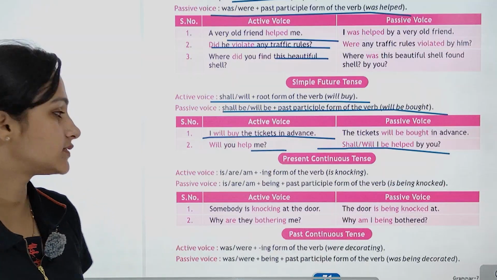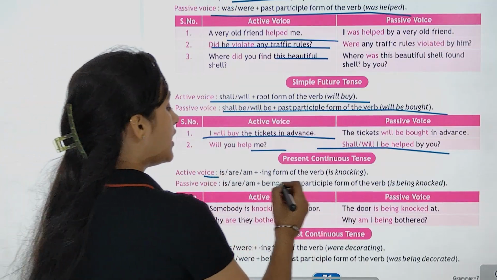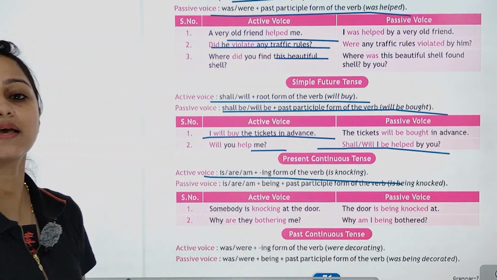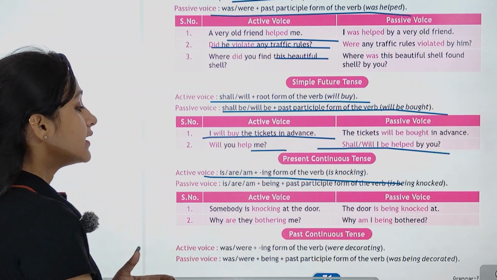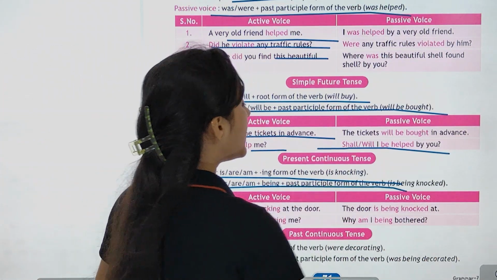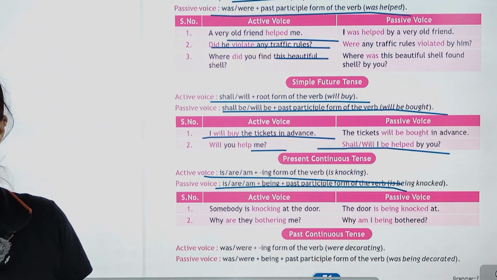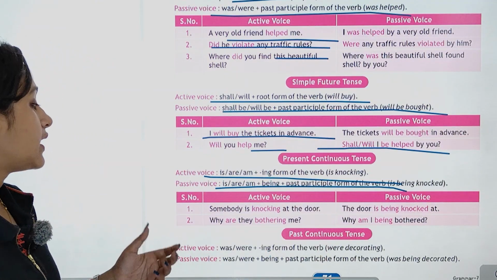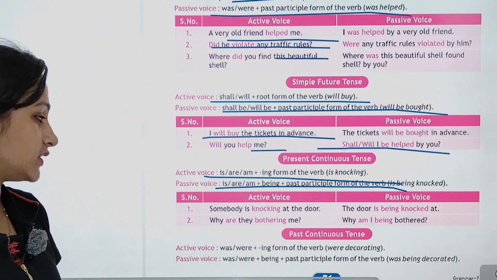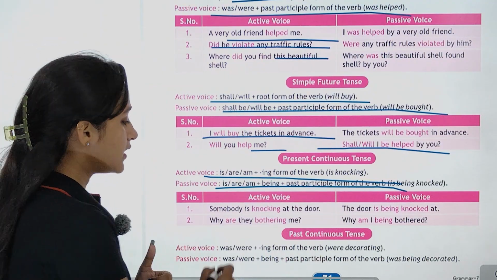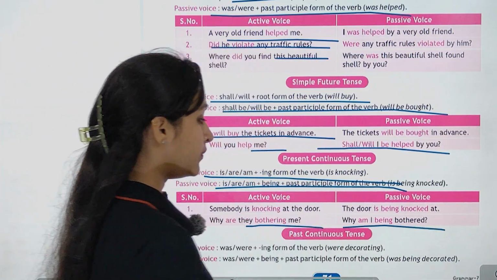Present continuous tense. Active voice is, am, are plus ing form of the verb like is knocking, ing form लग गई. Passive voice में क्या होता है? Is, am, are plus being plus past participle form of the verb, is being knocked. Like somebody is knocking at the door. The door is being knocked at. But why are they bothering me? Why am I being bothered?